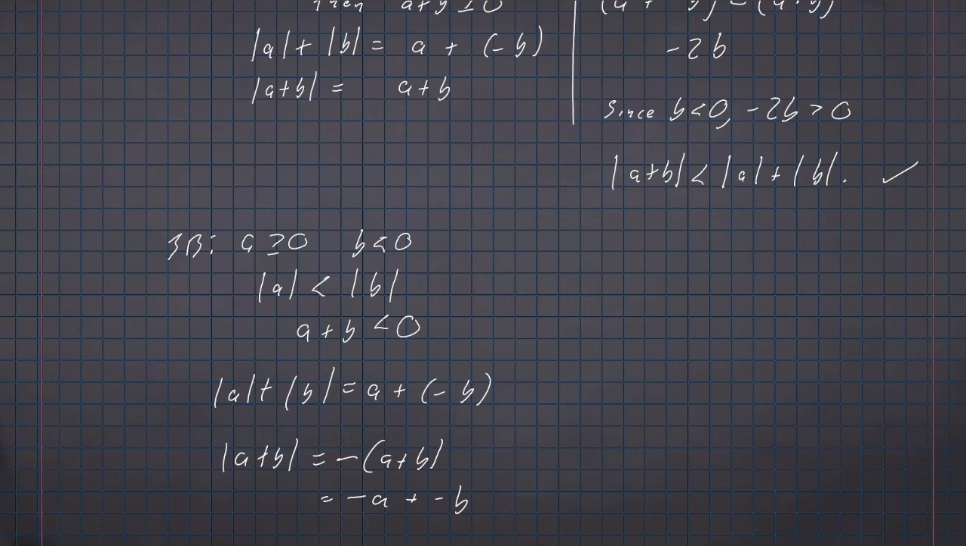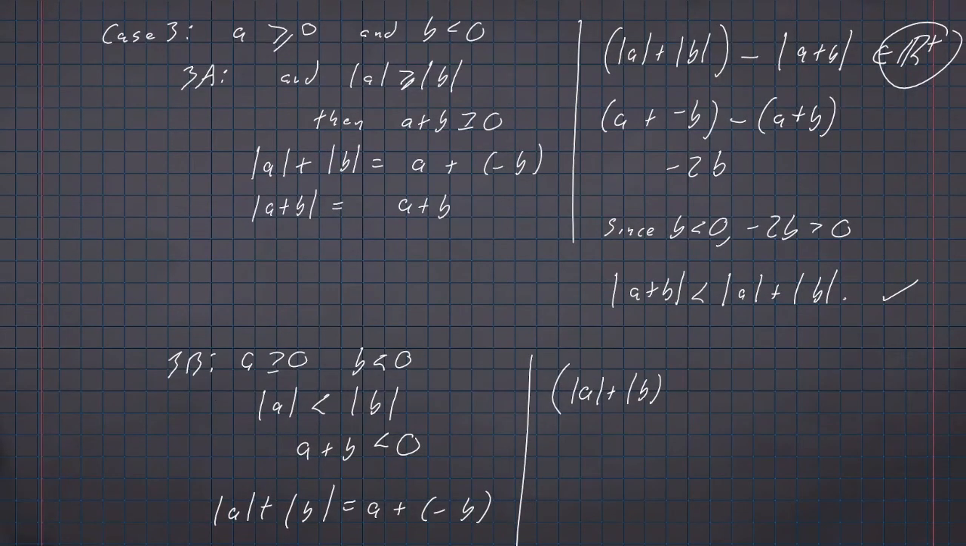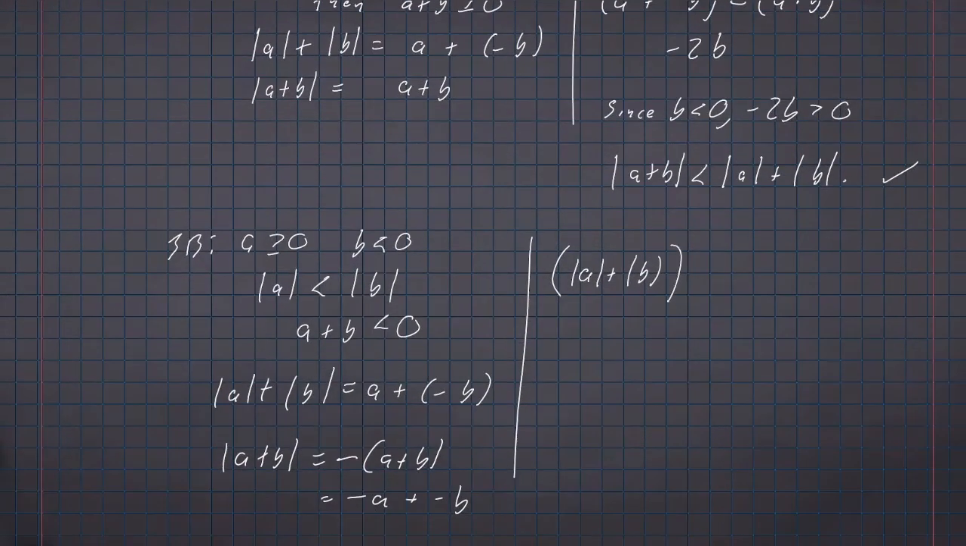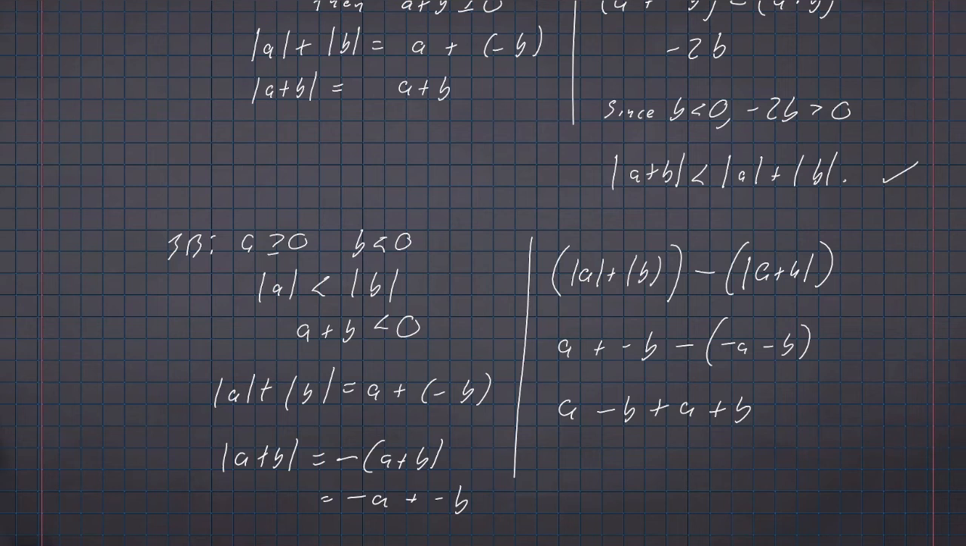And now, if we take that difference, same as we had before, we want absolute value of a plus absolute value of b, oops, sorry about that, minus absolute value of a plus b. Well, just by substitution, this is going to be a plus negative b minus negative a minus b. And distributing again, this is a minus b plus a plus b. Right, minus b and plus b cancel each other out, giving me 2a.